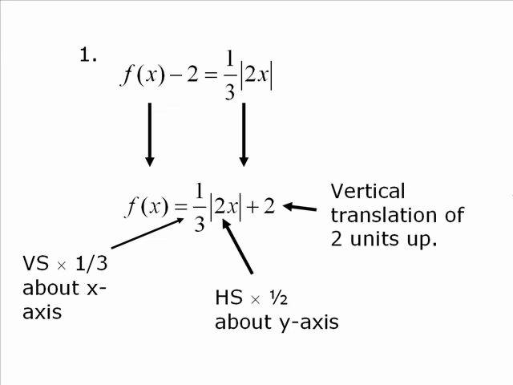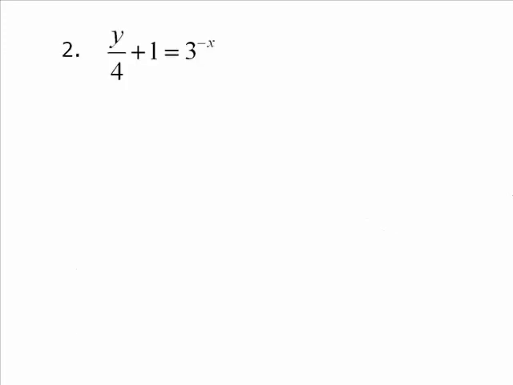Take a look at the second one. y over 4 plus 1 is equal to 3 to the exponent of negative x. Now first, this is an exponential function. The x variable is in the exponent. The base is 3, but that is not a transformation. It just tells you the steepness, the relative steepness of that exponential graph.